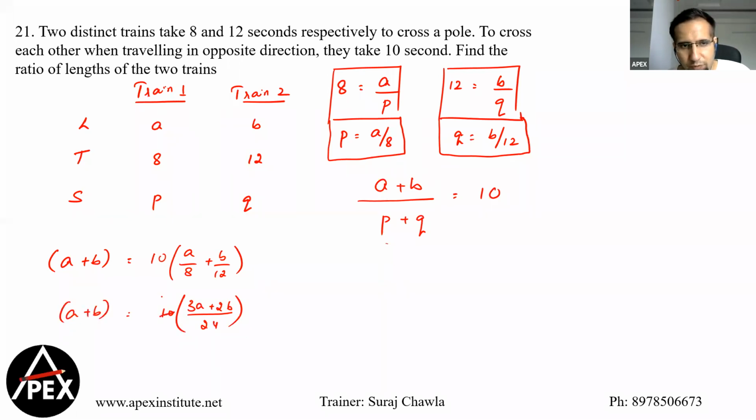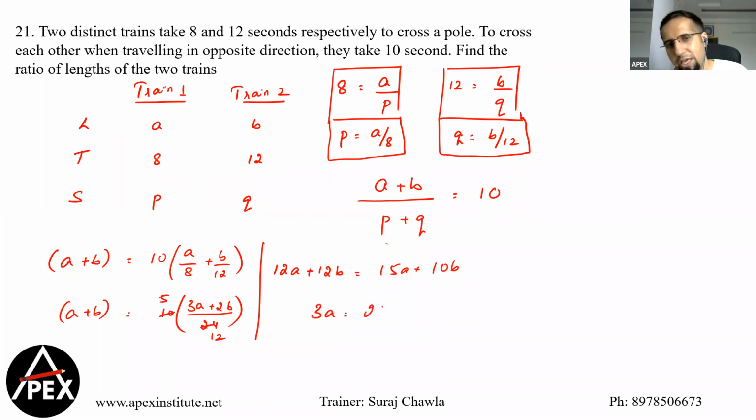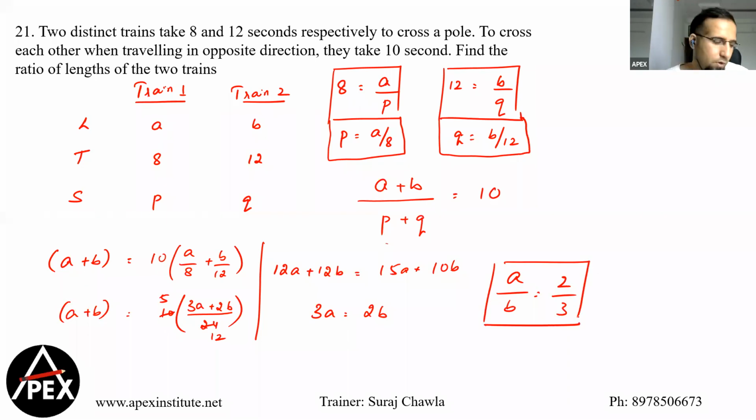So what comes? 2 5s 2 12s. We cross multiply. If we cross multiply, what do we get? 12A plus 12B is equal to 15A plus 10B. Or if I transpose, I get 3A is equal to 2B, or the ratio of A by B is equal to 2:3. This becomes our final answer.